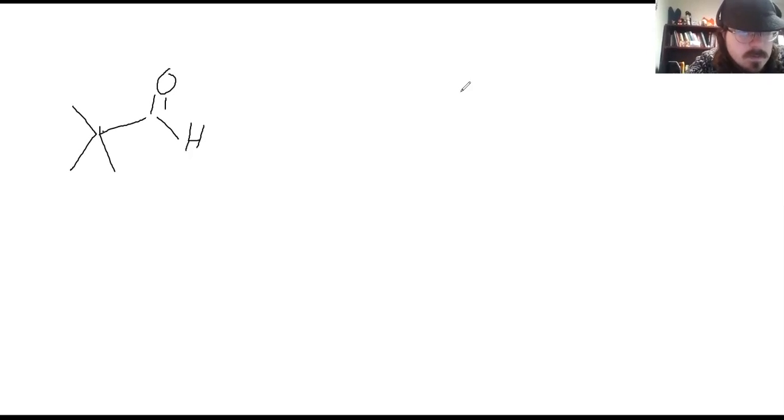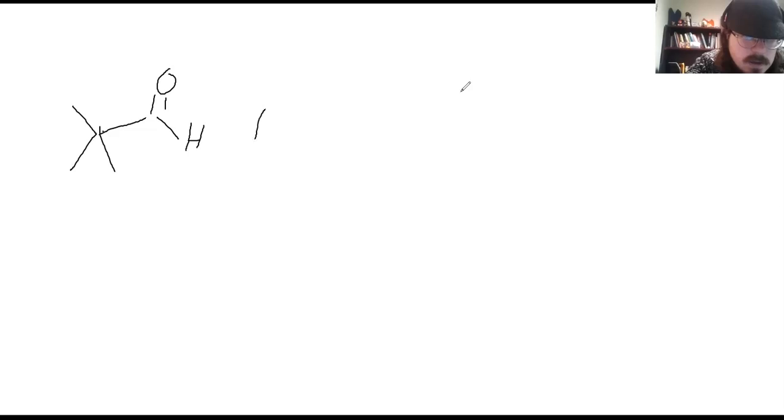This would be like what? 2,2-dimethylpropanal. This guy is an aldehyde. It has no alpha hydrogens. So while this could be attacked by an enolate, it cannot form an enolate.